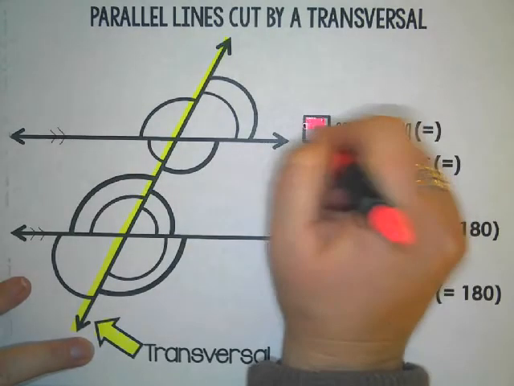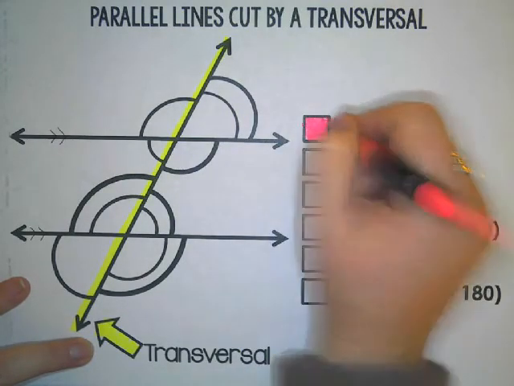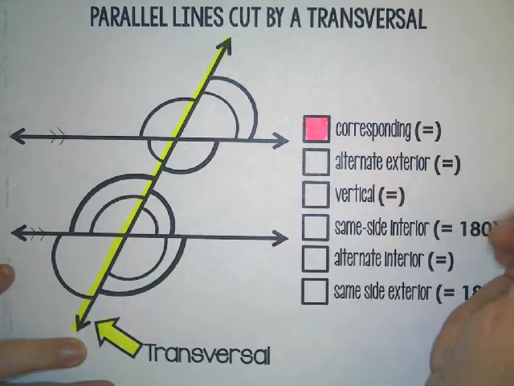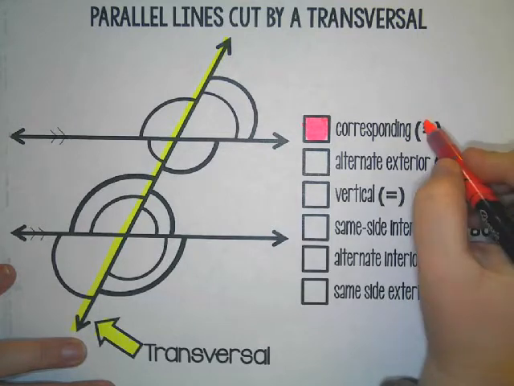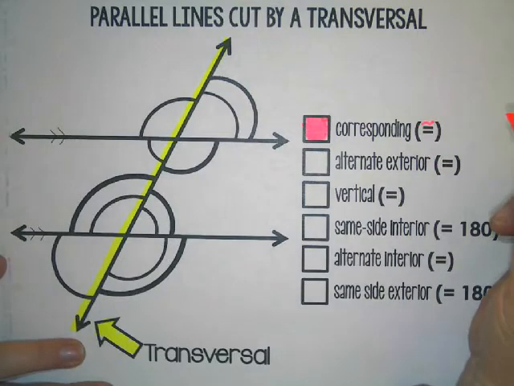So the first one, I'm going to do pink. That's just the color I pick. You can choose any colors that you would like. Corresponding angles are equal, or they are congruent. Remember, sometimes you're going to see that little squiggle on top. And the corresponding angles are ones that are in the same location.